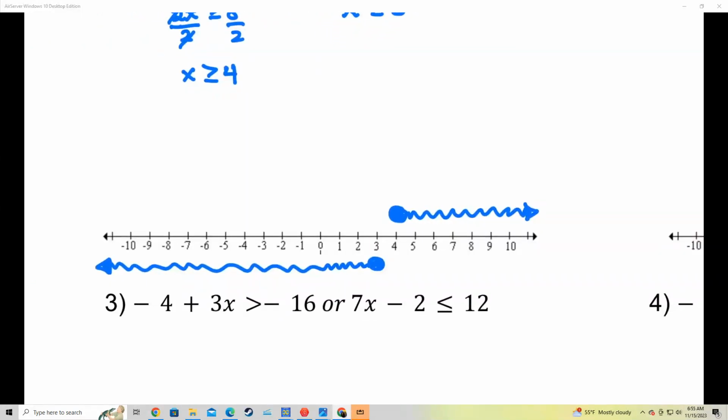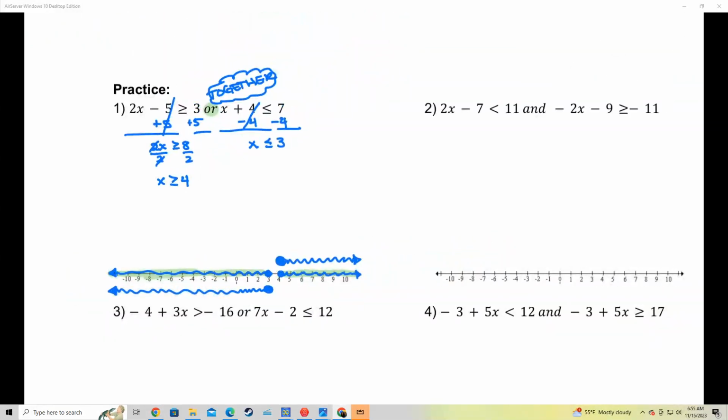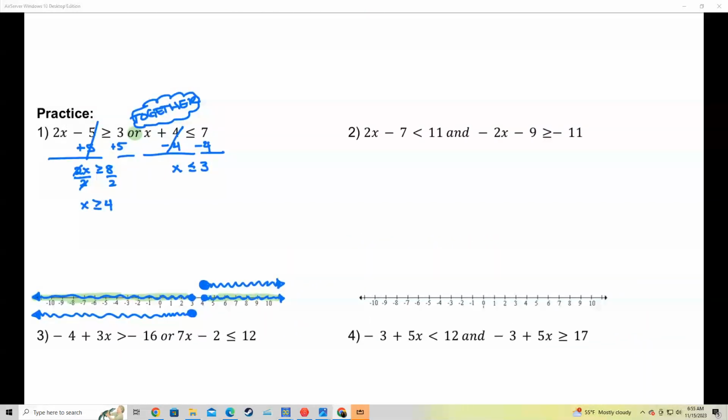It's going to look like, starting from the 3 going this way, starting from the 4 going this way, you have that little gap in between. And that takes care of my first problem. Let's take a look at the second problem.